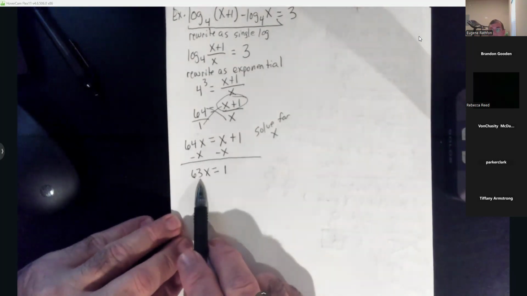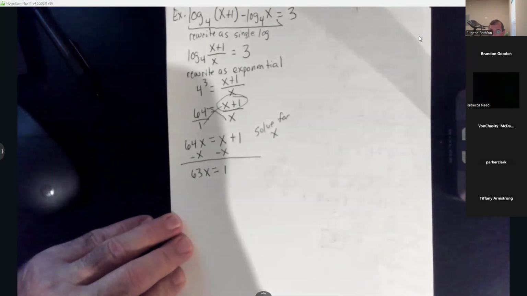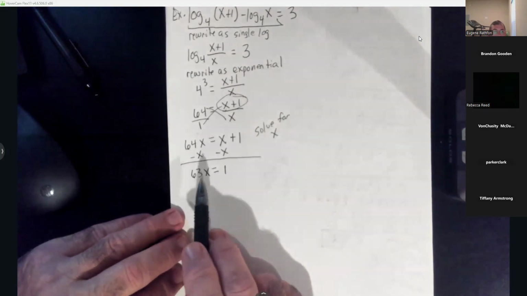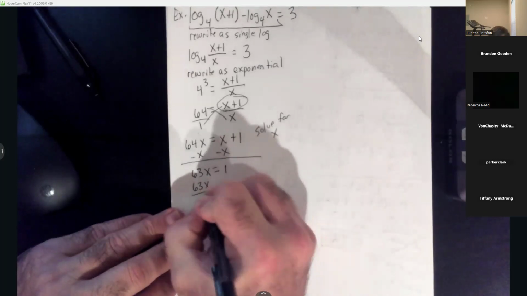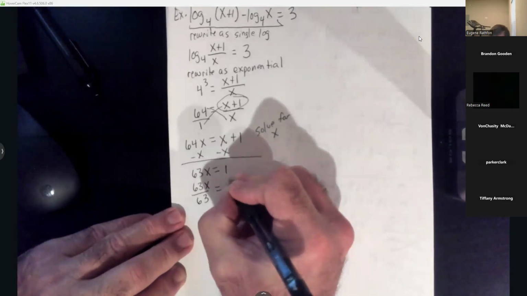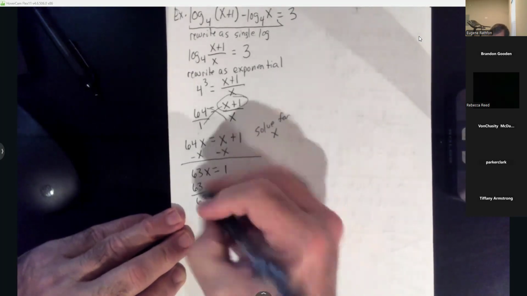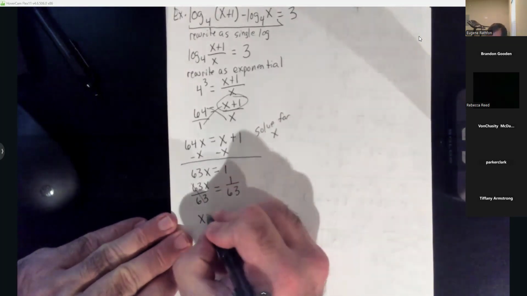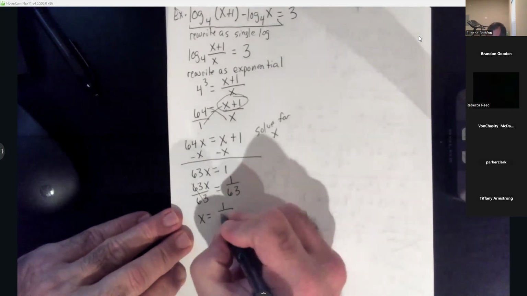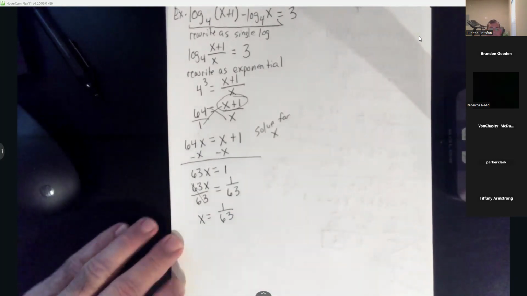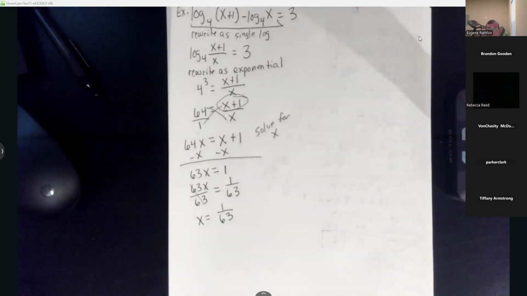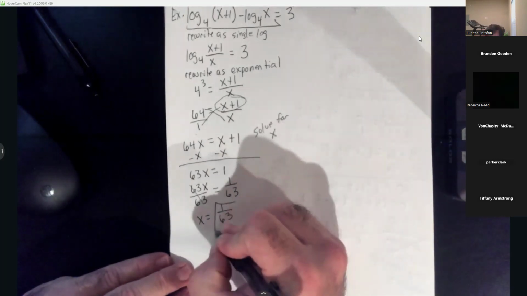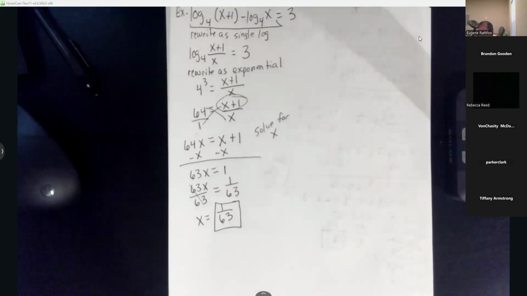So we need to make that 63x look like 1x. So let's divide both sides by 63. So that'll equal 1 over 63. Those cancel, and I get x is 1 over 63. And that one I didn't get a negative answer, so I can keep what we got.